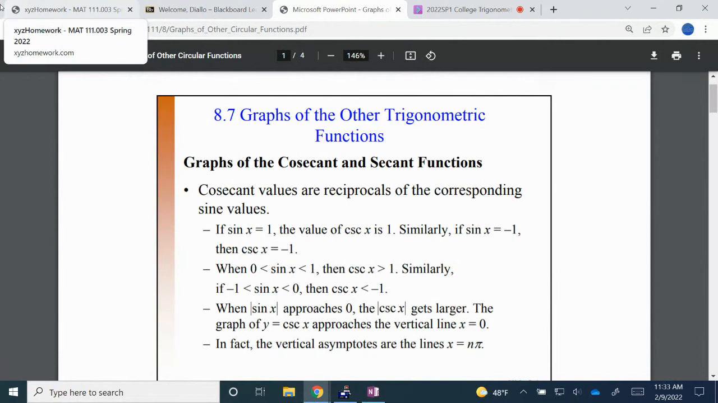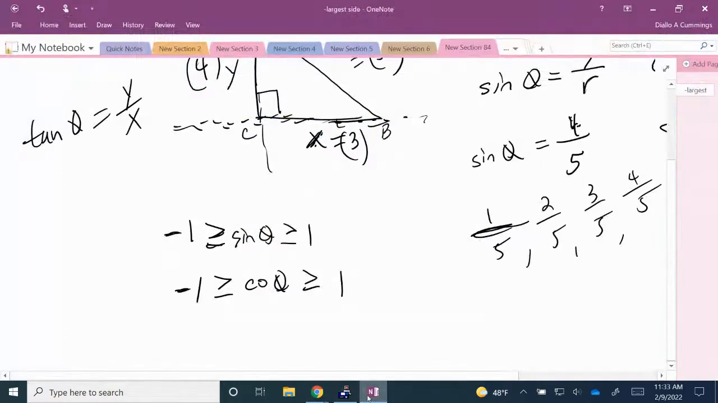Oops. I'm sorry, I do have my signs incorrect. This should be less than or equal to. Okay, I have to get into the trig mindset. So the cosine and the sine, you write that out a little bit better. They're both between negative 1 and positive 1.